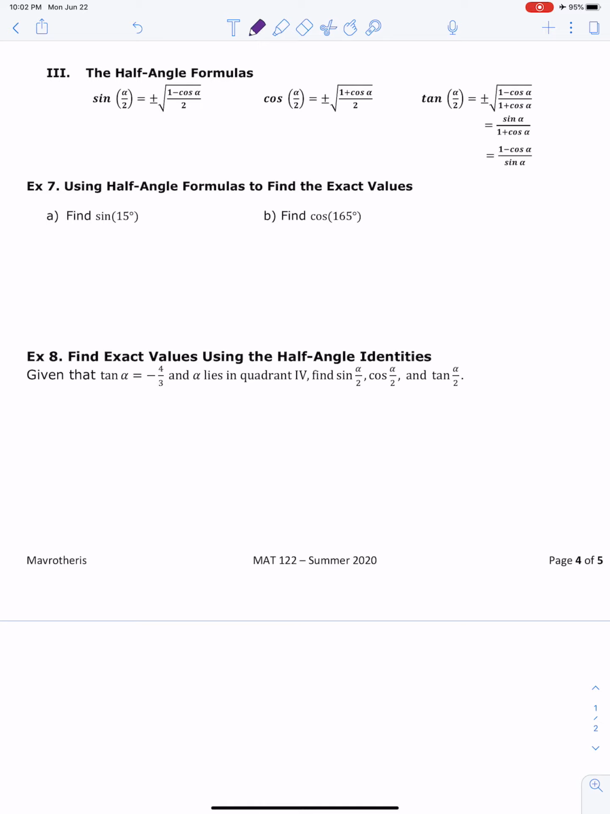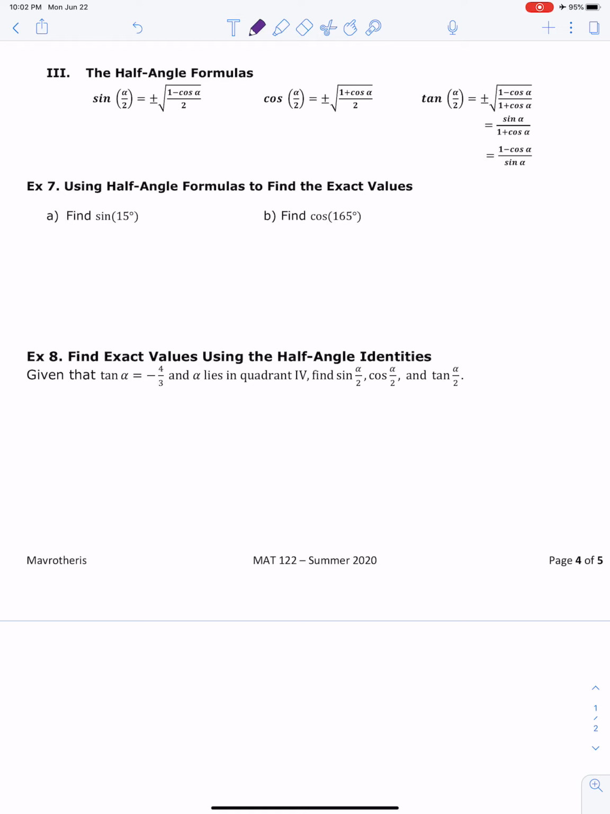Tangent of a over 2, notice that we have 3 different versions. We have plus or minus the square root of 1 minus cosine a over 1 plus cosine a. We could also write that as the sine of a over 1 plus the cosine of a, or 1 minus cosine a over sine a. Notice here we don't have those plus minus options.